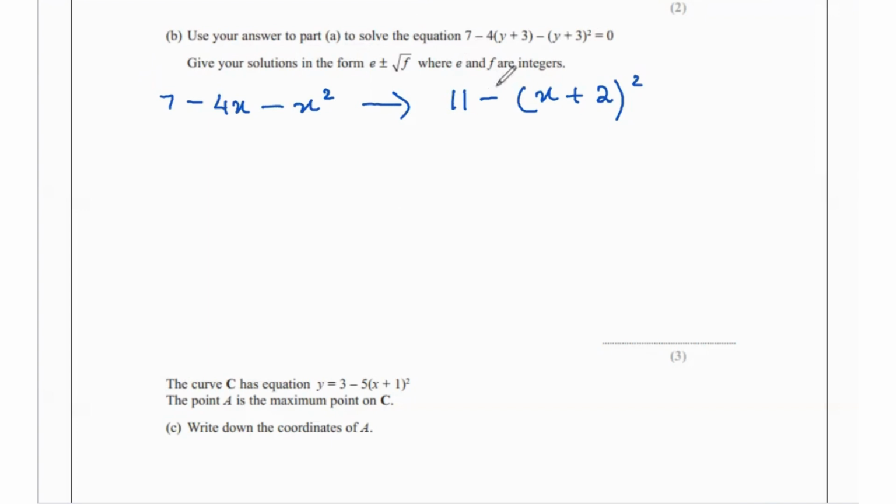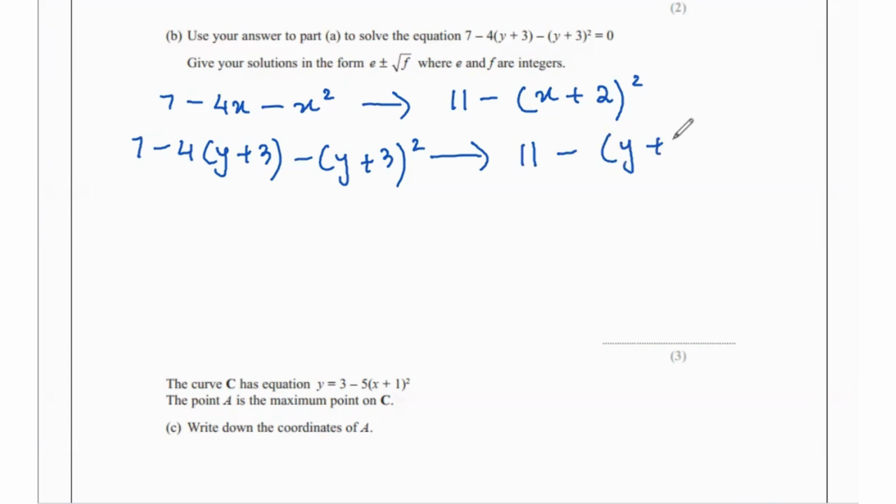They're saying use your answer to part A. So obviously we need to use the completed square form over here. So if we have 7 minus 4 times (y + 3) minus (y + 3) whole square, if we compare that with the original equation, we can see that the x has been replaced by y plus 3. So we do the same in the completing square form, where we replace the x with y plus 3 as well. Now they're saying this equation is put equal to 0, which means 11 minus (y + 5), I added the 3 and 2, whole square equals to 0.